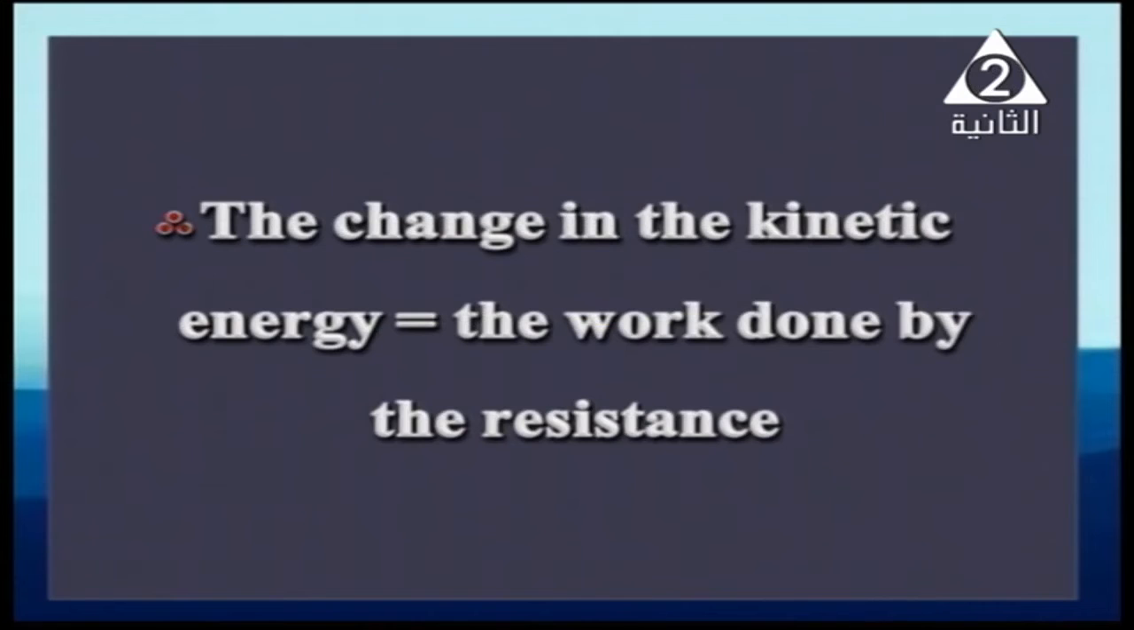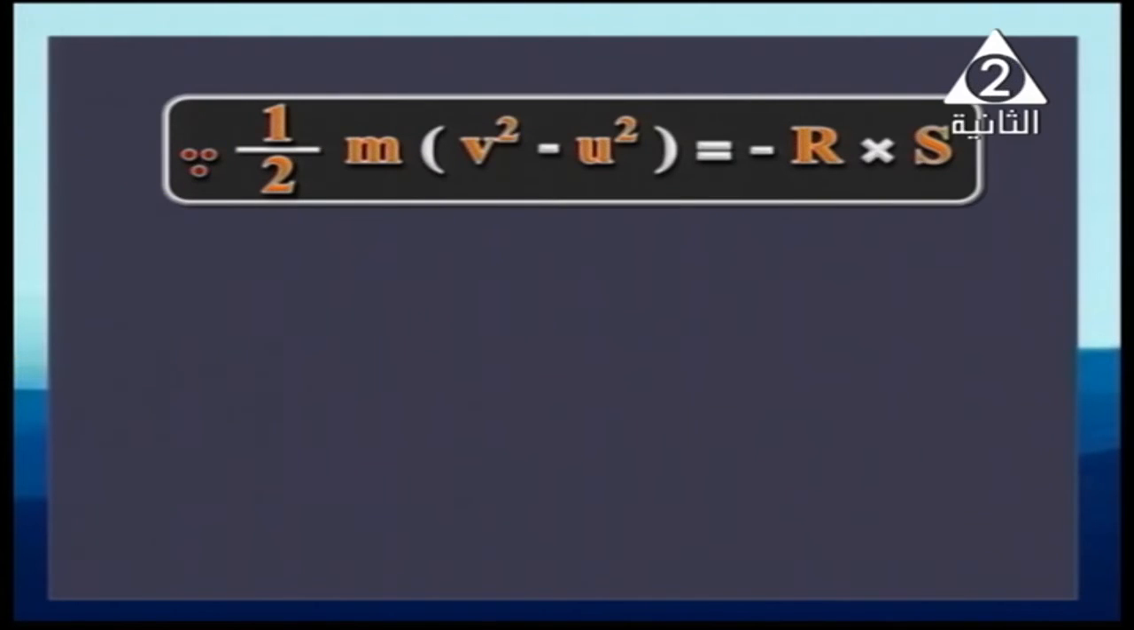The change in kinetic energy equals the work done: T minus T naught equals W. Then the change in kinetic energy equals the work done by the resistance. Then the change of kinetic energy is M multiplied by the bracket V squared minus V naught squared, or U squared, equals the work done. In this case, the force equals negative R. What is R? It is the resistance, times S.